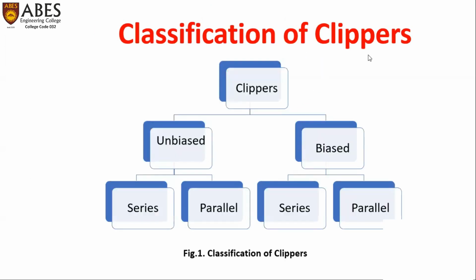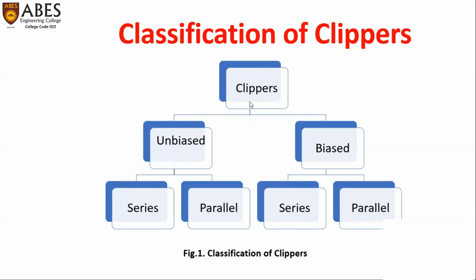Now let's come to the classification of clippers. Clippers are broadly classified into two categories, unbiased and biased clippers. Unbiased clippers are those where only input voltage is given, no external battery is connected. Whereas in biased clippers, along with the input voltage, an external battery is also connected in the given circuit. Unbiased clippers are of two types, series and parallel. Similarly, biased clippers are also of two types, series and parallel. So, bidirectional clipper is a special category of biased parallel clipper.